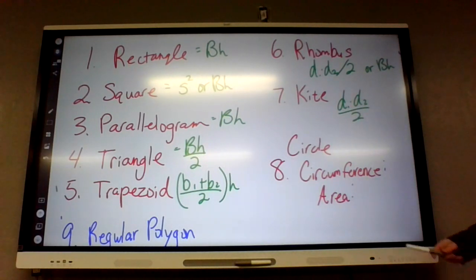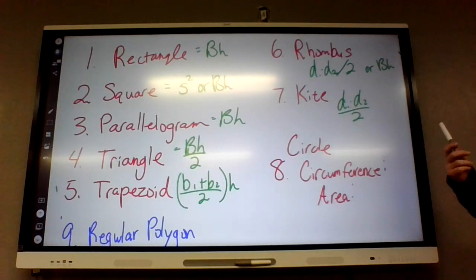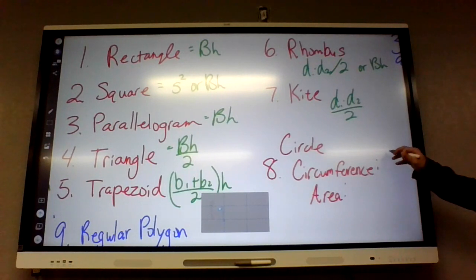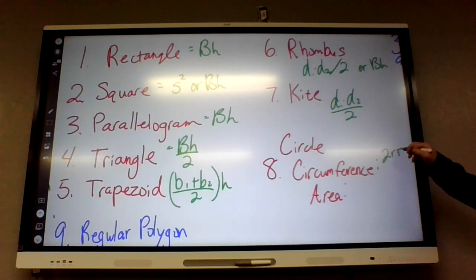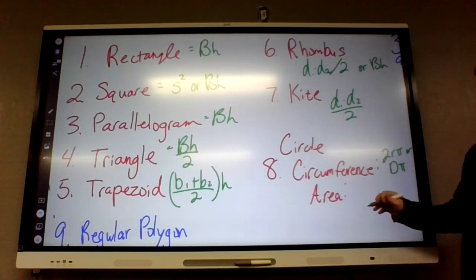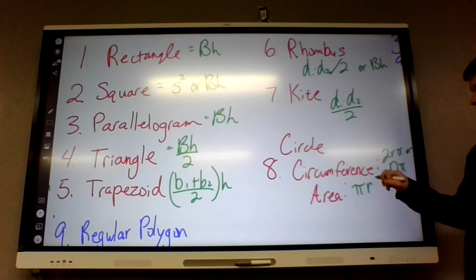Circumference. What does circumference mean? It means the outside perimeter, the distance around the circle. It's like perimeter, yeah. Circumference is 2 pi r, or diameter times pi. Area is pi r squared.